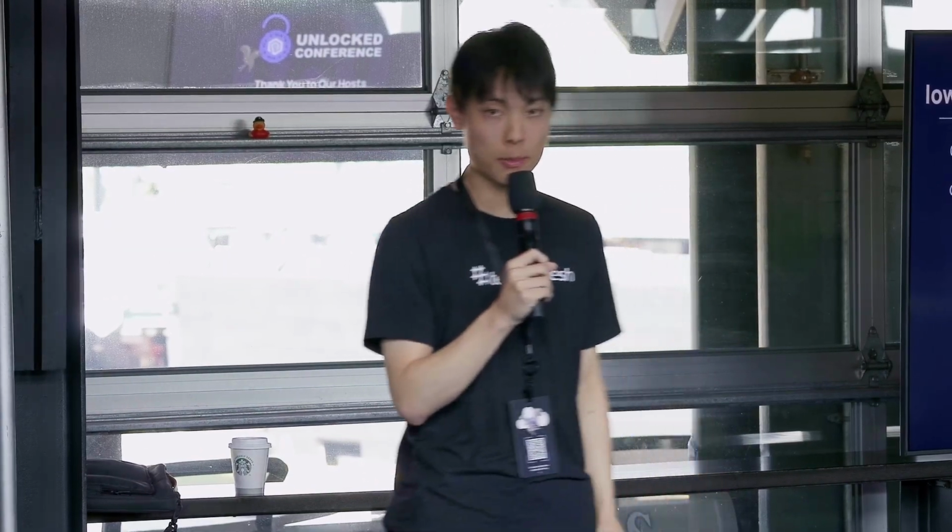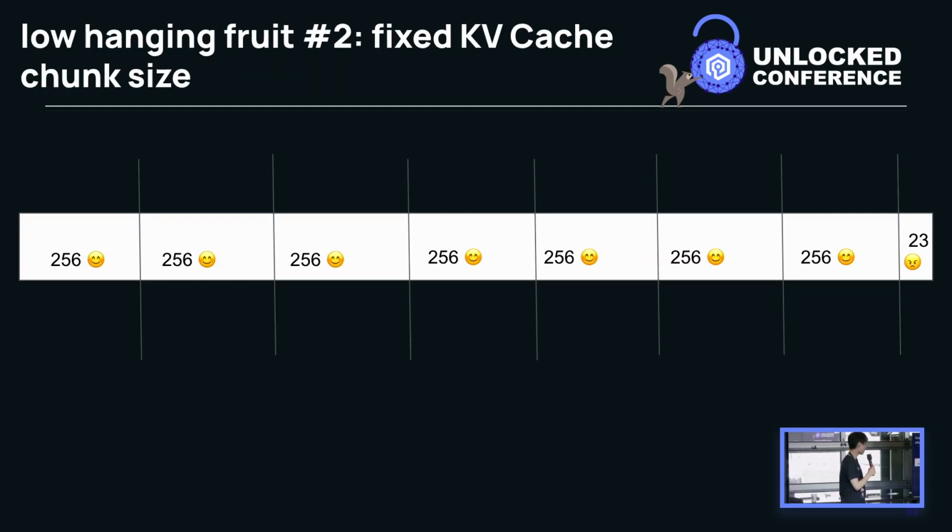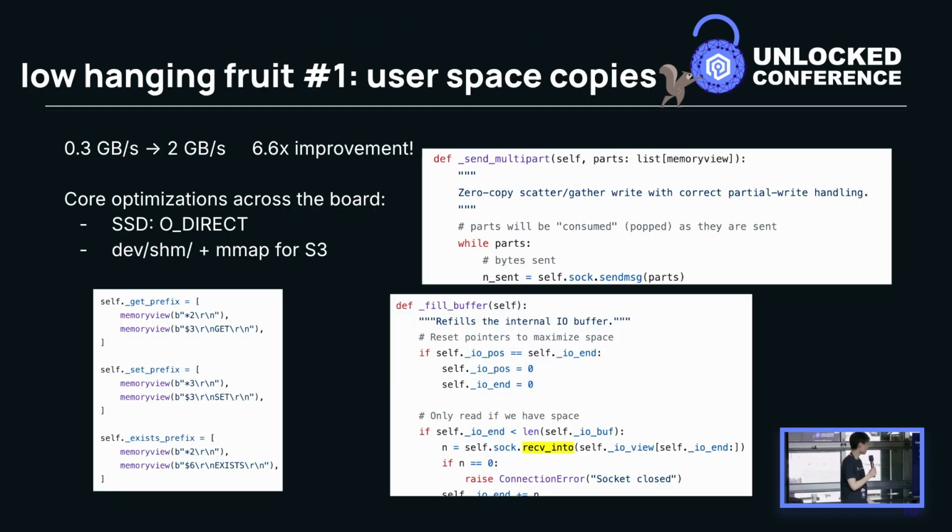And so the first optimization that we did was to get rid of these copies. And so to do that, we implemented the RESP protocol ourselves, which was relatively easy because we didn't need most of the features. We just needed get, set, and exists. And so we just did some scatter gather for the sending, so you can have non-contiguous buffers be sent across your socket. And then we just used receive into, which is pretty native. And so this already gives a 6.6 times improvement. We already hit our SLO, which is 2 gigabytes per second.